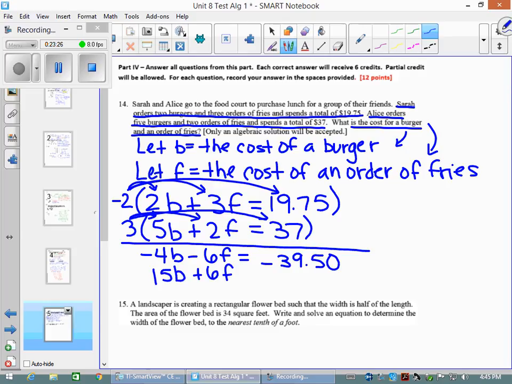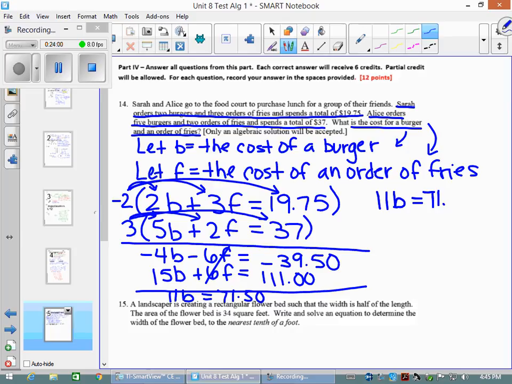Now, the reason I multiplied by a positive and a negative, 2 and 3, was so that I could isolate this f and cancel it out. Now I have a negative 6f and a positive 6f. I'm going to cancel them. I'm going to add straight down. Negative 4b plus 15b is going to give me an 11b equal to negative 39.50 plus 111 is going to give me 71.50. I'm going to save myself a little room here. 11b is equal to that 71.50. I'm going to divide by 11, and I get a b value of 6.50. So now I know that a burger costs $6.50.